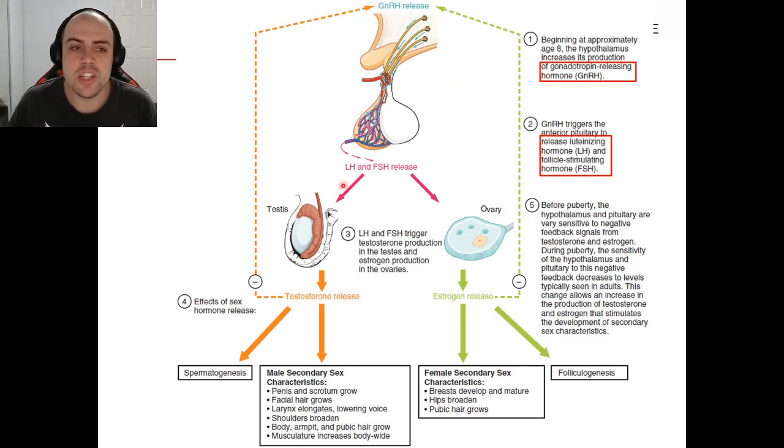So what would I expect you to know from this slide in particular? I would expect you to know five hormones: gonadotropin-releasing hormone, luteinizing hormone, follicle-stimulating hormone, testosterone, and estrogen. Be aware that testosterone and estrogen work as a negative feedback loop for gonadotropin-releasing hormone. And also be aware of some of the sexual characteristics that are, I don't want to say induced, that seems like the wrong word, that are established or caused by the release of these hormones.